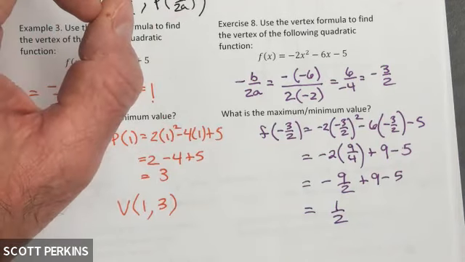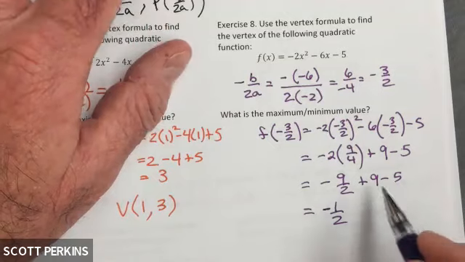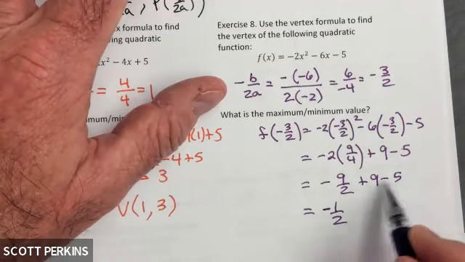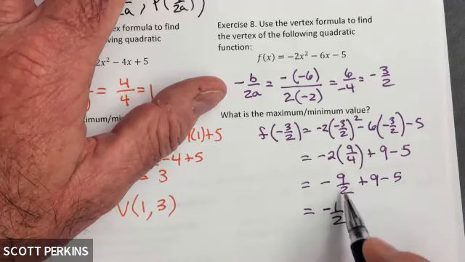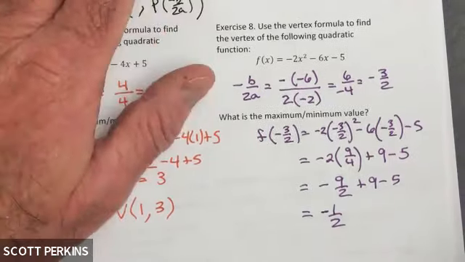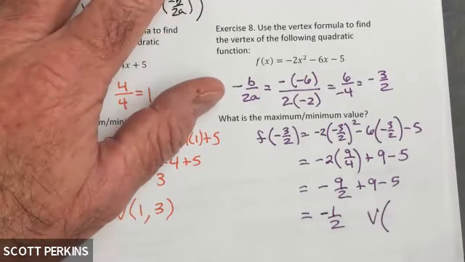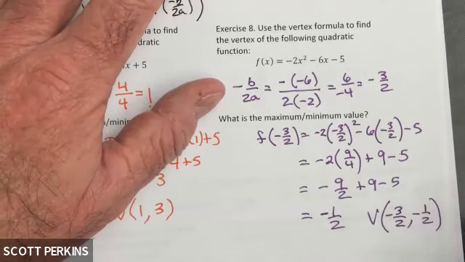Or no, did I do that wrong? Yes, it's -0.5. Pardon me. Let me do that again. 9 minus 5 is 4. This is -4.5. So -4.5 plus 4 is -1/2. Sorry for my sloppy math. So the x value is -3/2. The y value is -1/2.